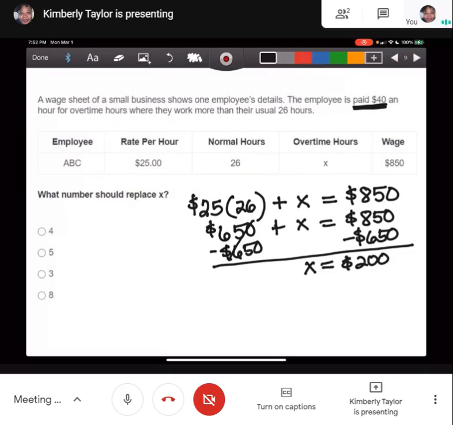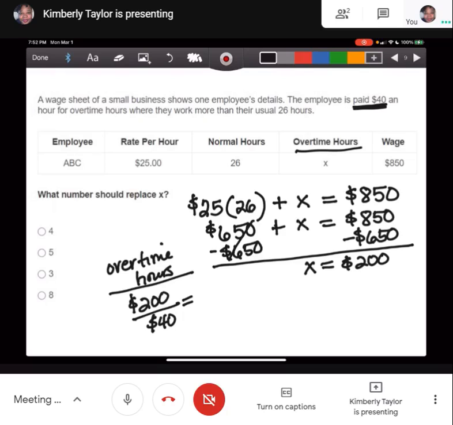The question says, what number should replace X? And X is equal to the overtime hours. So overtime hours: we know if we have $200 and we know we get paid $40 an hour, we could divide, and that is going to get us 5 hours of overtime. Okay, let's keep going.